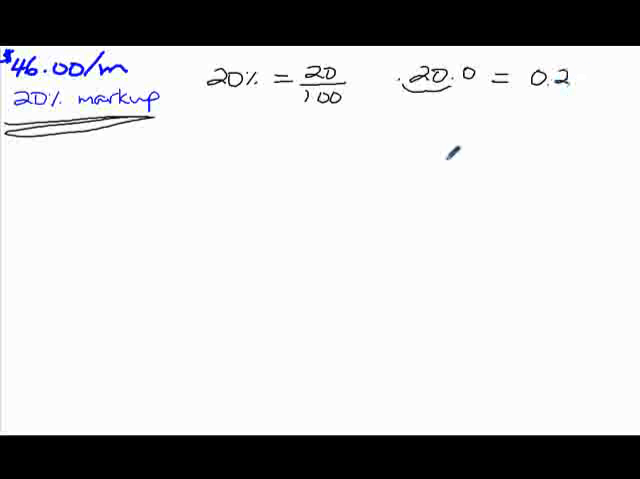So now that we know the 20% markup as a decimal, what we can do now is just simply do some math and figure out the markup price. So we have $46. We're going to times that by the markup, which is 0.2. And you simply just punch that in on a calculator or figure it out from your head, and you're going to get $9.20. Now this is her markup.